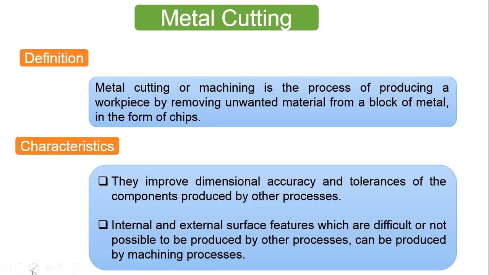Now what is metal cutting? Metal cutting is also called a machining operation. It is the process of removing the material from the workpiece in the form of chips. So when the material is removed in the form of chips, any required shape can be produced from the workpiece. Now the basic disadvantage of this process is that when the material is removed in the form of chips, it is the wastage of material. So this is the main disadvantage of this process.